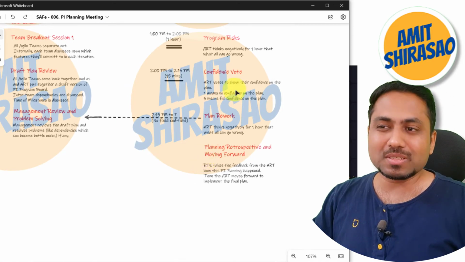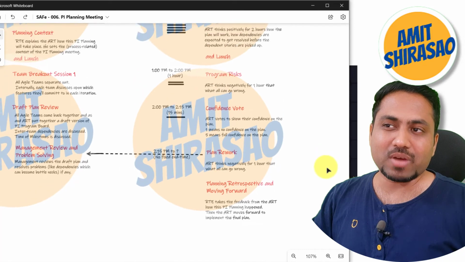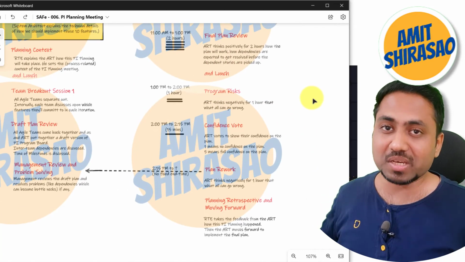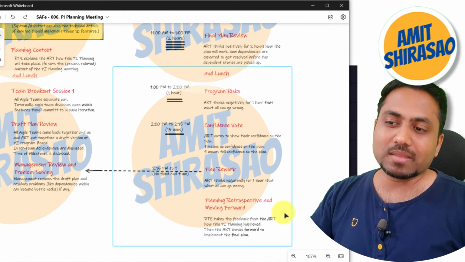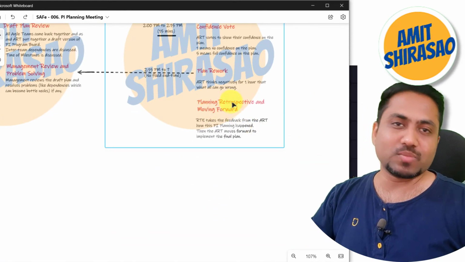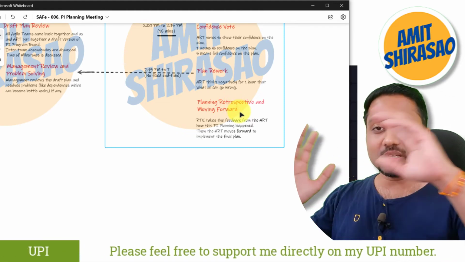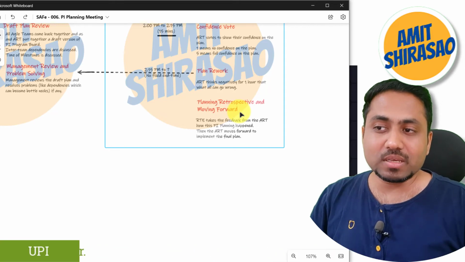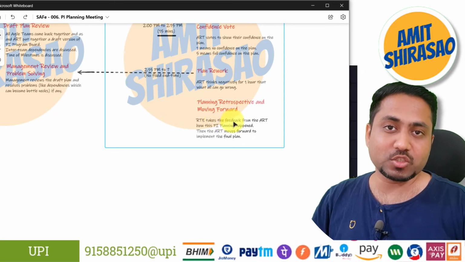So whenever all this is fine and this final plan is approved, or accepted by everybody, then you go for a planning retrospective and move forward. So planning retrospective means what? Even this planning meeting is huge, right? It takes 2 days and all this. So even here there can be some feedback that should be taken, right?